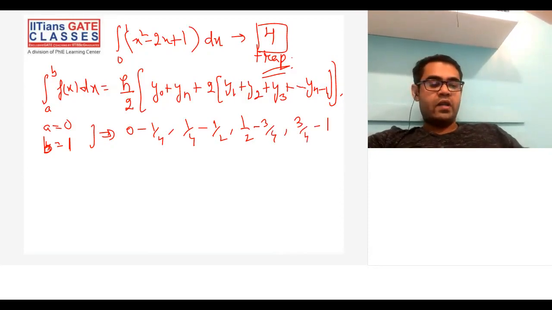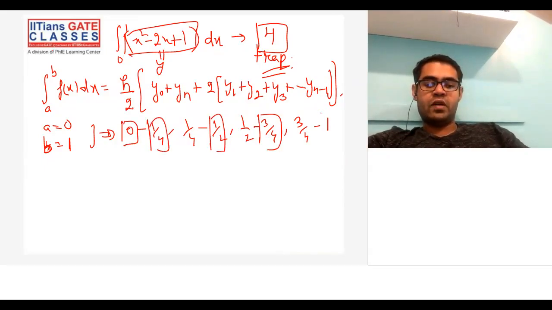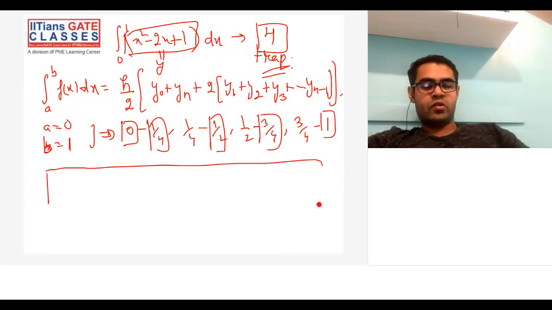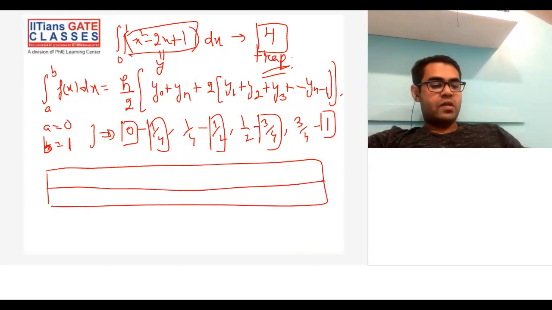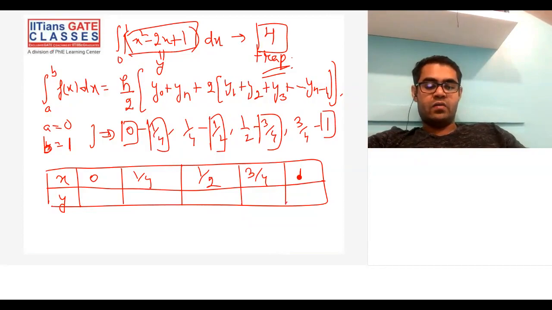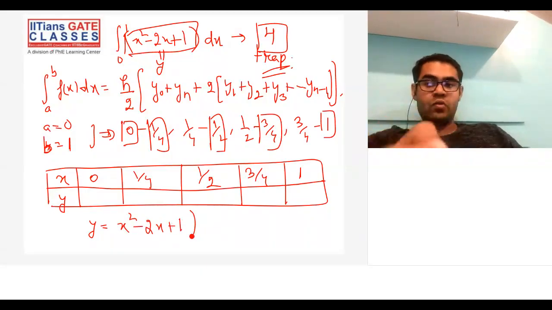So I need values of y. Y is this function, right? I need values of y at 0, 1 by 4, 1 by 2, 3 by 4 and 1. So let me calculate those in the box. Here are the values of x, here are the values of y. So x is 0, 1 by 4, 1 by 2, 3 by 4 and 1. All you have to do is use this equation, x squared minus 2x plus 1, the one which you wanted to integrate.